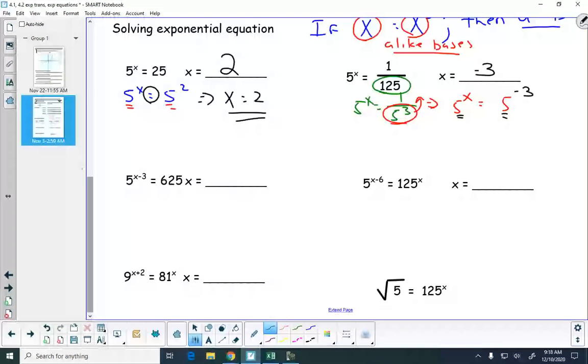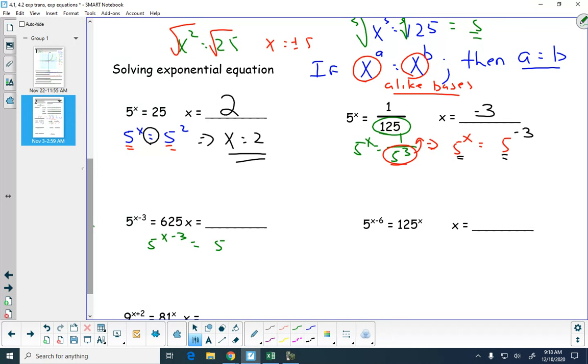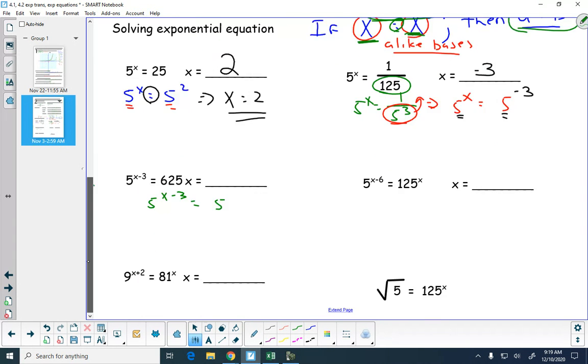Okay, we have 5 to the x minus 3 is equal to 625. Once again, we want to rewrite this so we have like bases because we want to utilize this property right here. If we have like bases and we have equality, then the exponents must be equal. So we want to write 625 as a base of 5. 625 would be 5 to the what power? And some of the time you're going to have to sit there and maybe use the calculator.